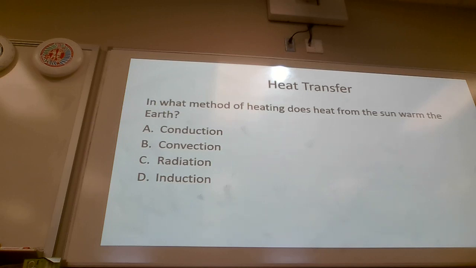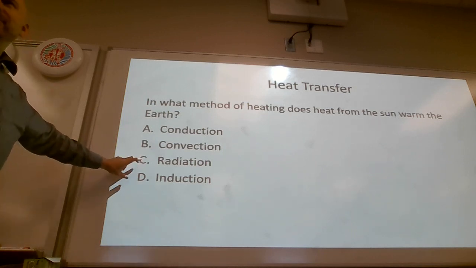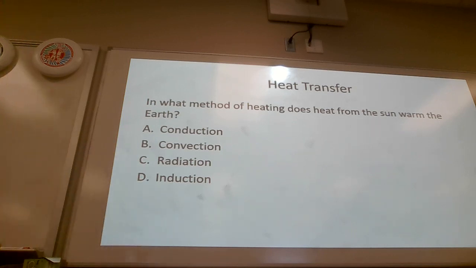Well, I hope it's not conduction. That would be bad. Convection, there's no fluid between here and the sun. So it must be the third way, which is radiation. These are electromagnetic waves. Remember when we were talking about the electromagnetic spectrum? And this is the infrared rays or infrared waves.